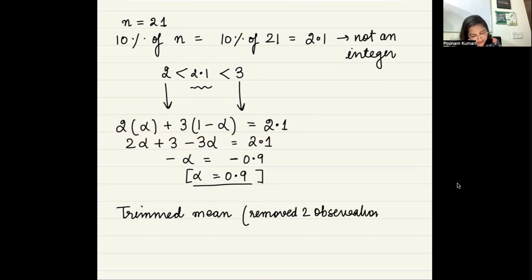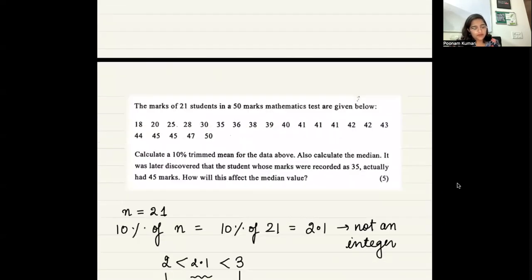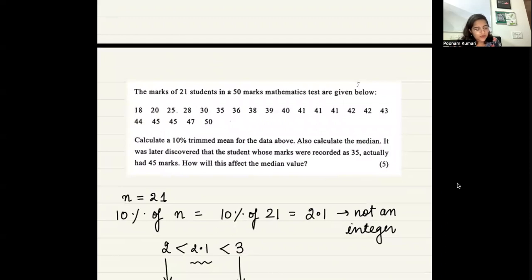So the trimmed mean when you remove 2 observations from both sides. So you remove 2 observations everywhere. What do you get? You have to remove this and you have to remove this, right? So what do you do now? You have to add all these numbers. Can you quickly add all these numbers for me?